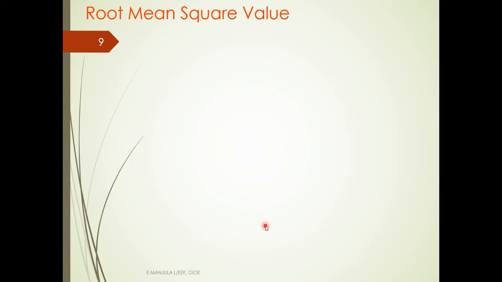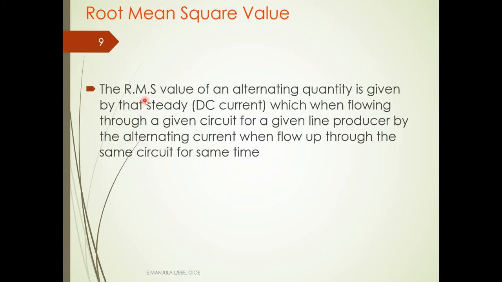Now we will discuss the root mean square value, that is the RMS value. So what is an RMS? The RMS value of an alternating quantity is given by that steady, that is DC current, which when flowing through a given circuit for a given time produces the same heat as the alternating current when flowing through the same circuit for the same time.